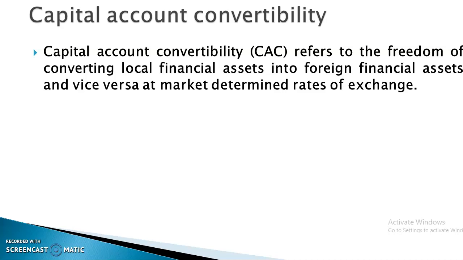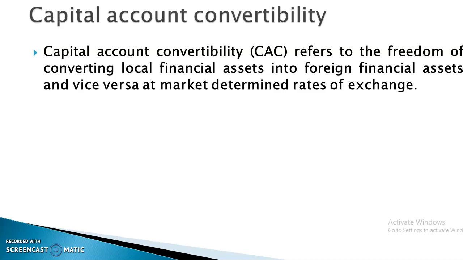It is known as the freedom for converting local assets into foreign financial assets and foreign financial assets into local assets at the market determined exchange rate. That is known as capital account convertibility. In other words, Indians can buy assets from foreign countries by converting Indian currency into foreign currency. That is known as capital account convertibility.